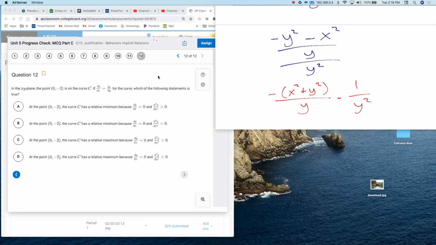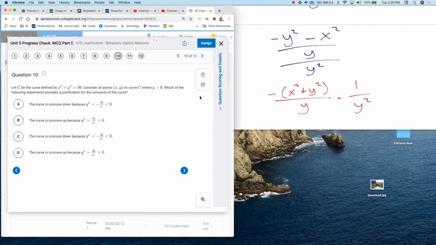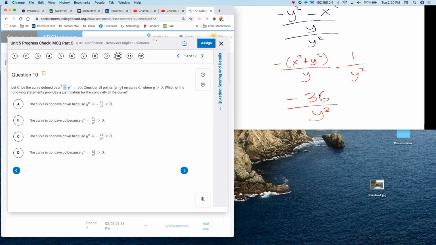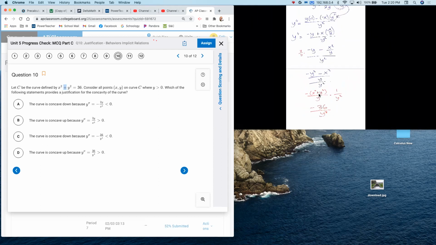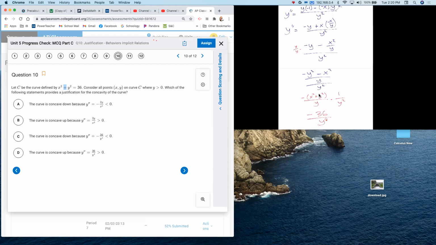right? Let me go back to the equation so you remember what that equation was, okay? So this is negative 36 over y cubed because x squared plus y squared equals 36. So, I mean, that's a pretty tough simplification on that, right? That's pretty nasty simplifying, but that's what it is.